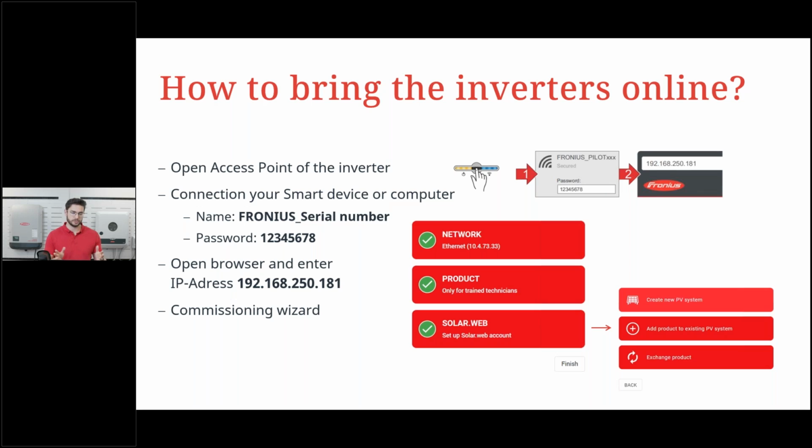The steps might look a little bit different, but we still connect to the inverter via the display. We then go to the internet connection and set it up. And as soon as we go to the SolarWeb registration, we have the same three buttons, with one calling add product to existing PV system. And then we simply add them online.